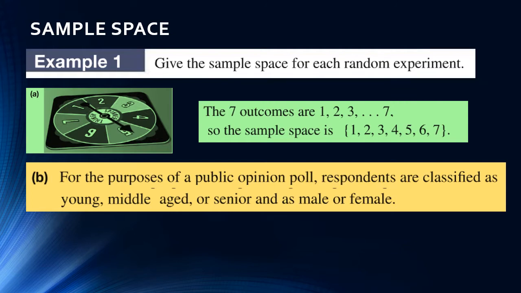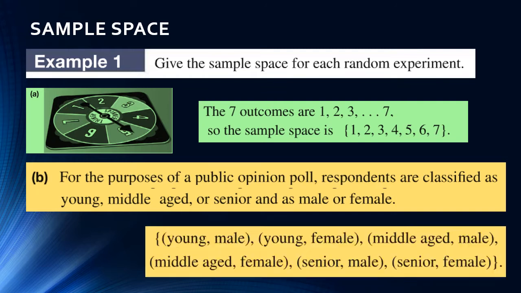Let's look at something a little bit more complicated. For the purposes of a public opinion poll, respondents are classified as young, middle-aged or senior, and as female or male. So what are the possible outcomes? Now you've got to think. So I could have a young male or a young female. I could have a middle-aged male or a middle-aged female. I could have a senior male or a senior female, etc. So in this case, I have to look at the combinations of the two different elements that people are asking. Okay?